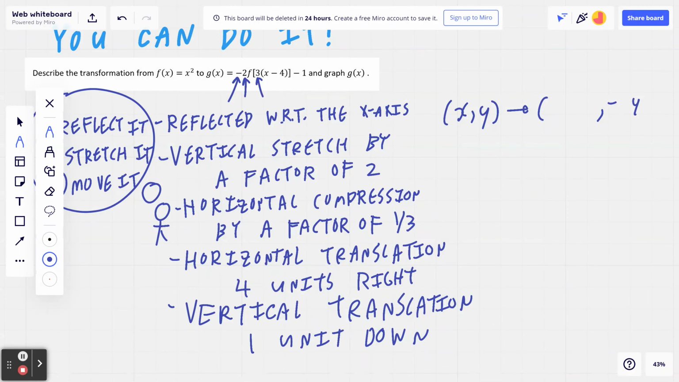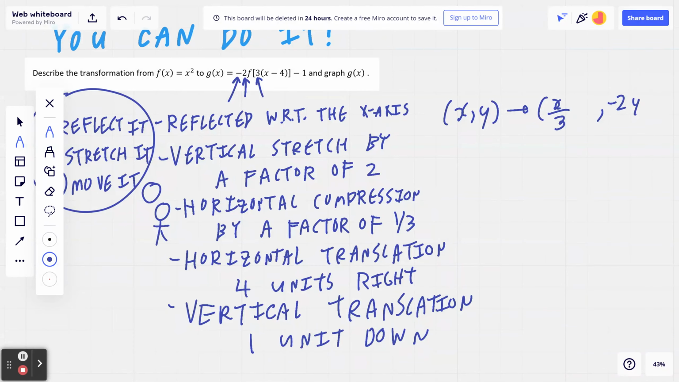If you move on to the vertical stretch by a factor of 2, you're multiplying all the y values by 2. So now it becomes negative 2 times y. Next, there's a horizontal compression by a factor of 1 over 3. So this means you're going to take the x value divided by 3. Or you can say 1 over 3 times x. It's really up to you.